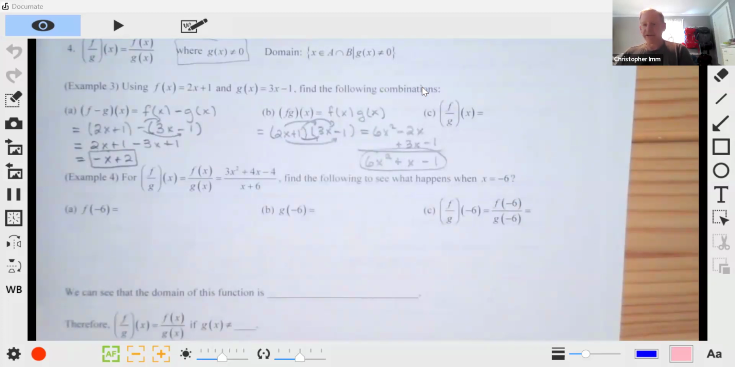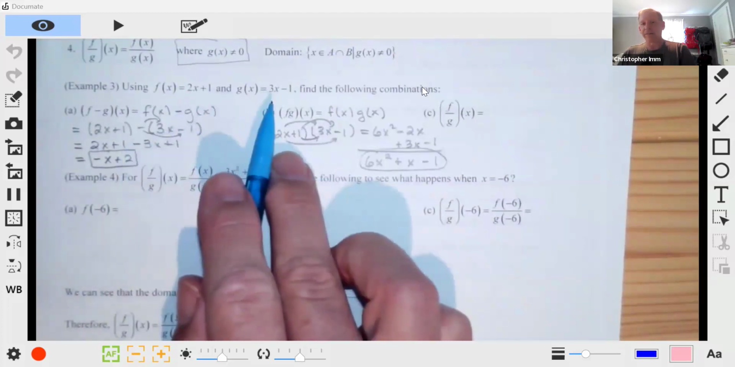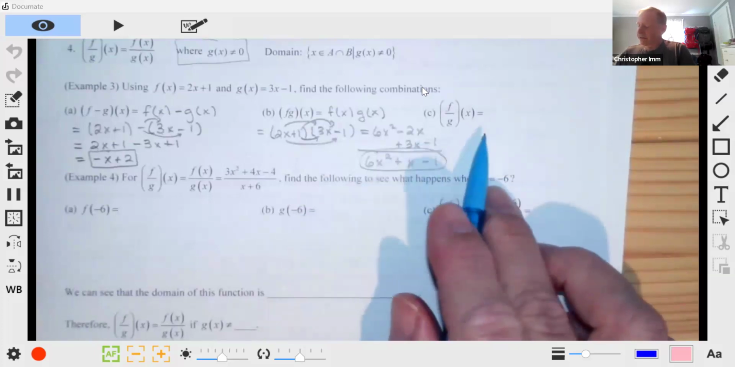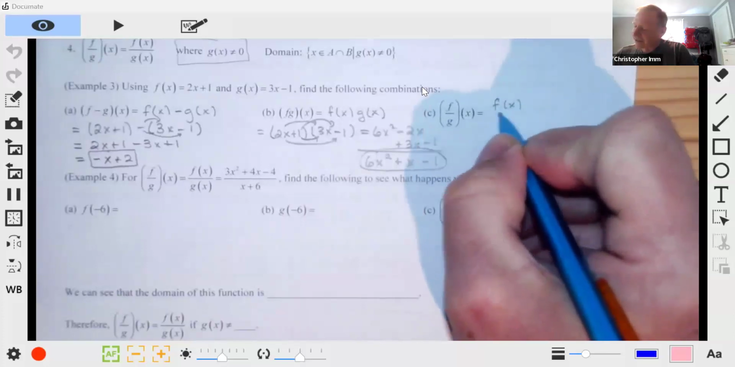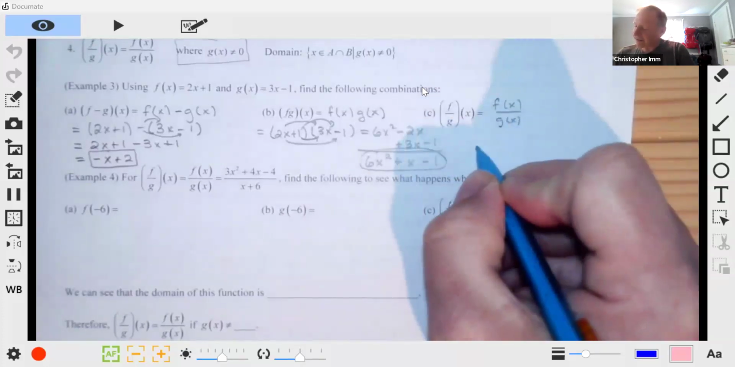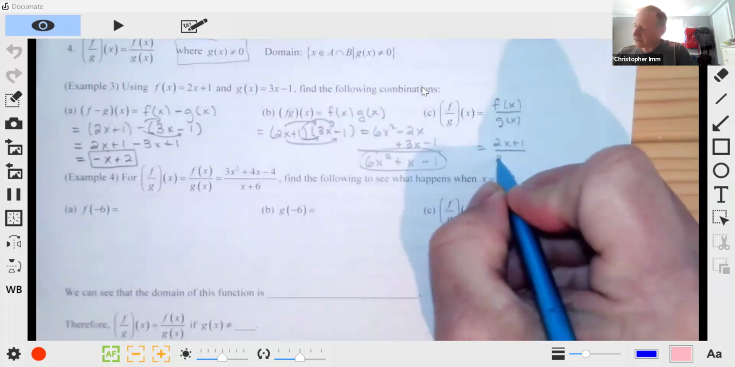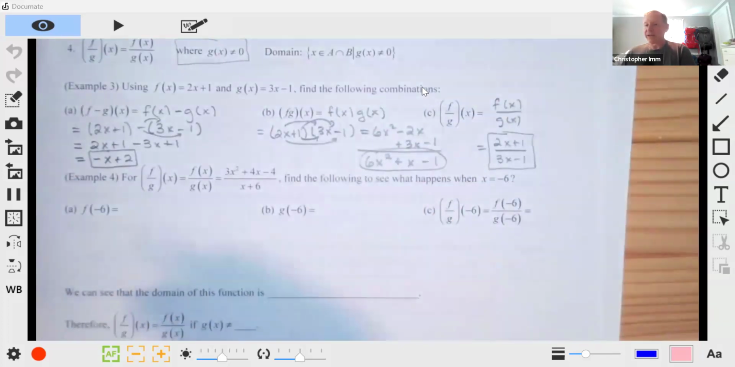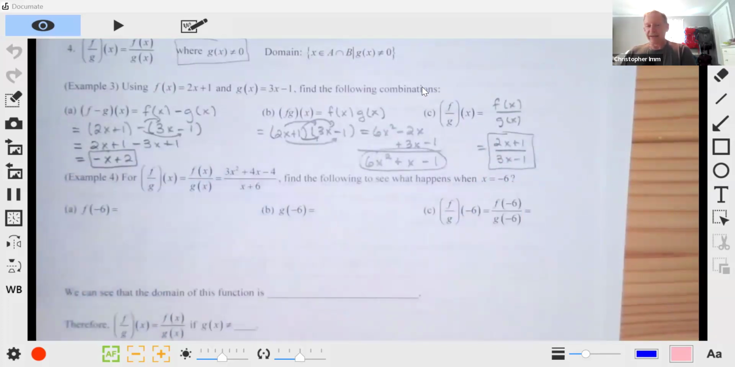Okay, finally I have division. Notice in the first two, of course, the domains of these are all real numbers, and what we get are domains with all real numbers. The last one, we have f of x divided by g of x, and that's going to give us 2x plus 1 all over 3x minus 1. Here is my new function. Well, we do know that we have an x value where it's undefined. We're going to take a look at that right now in example 4.